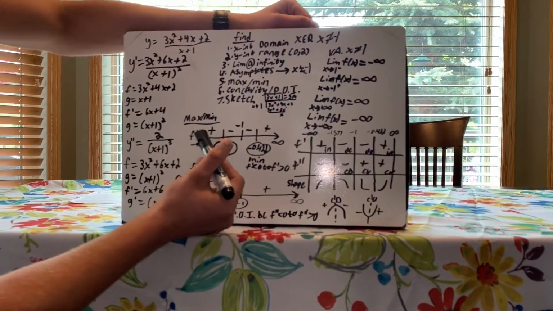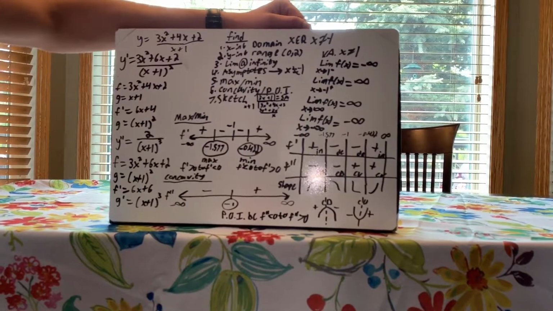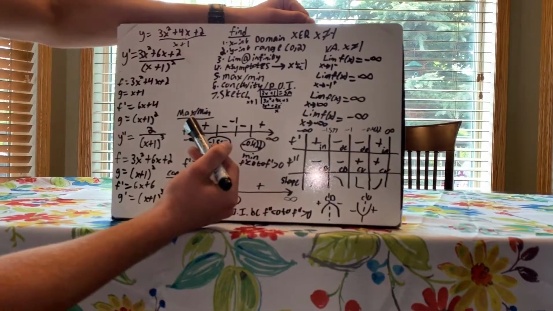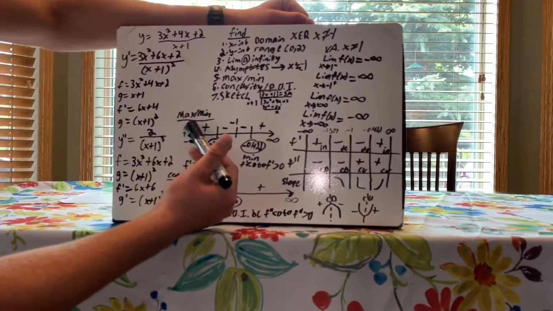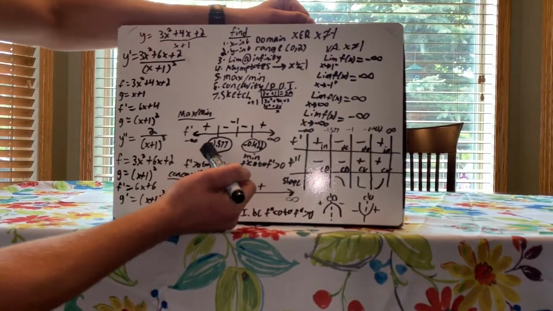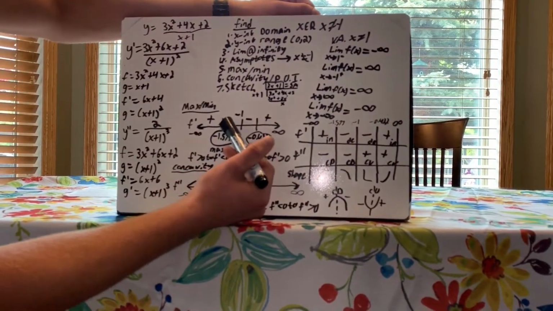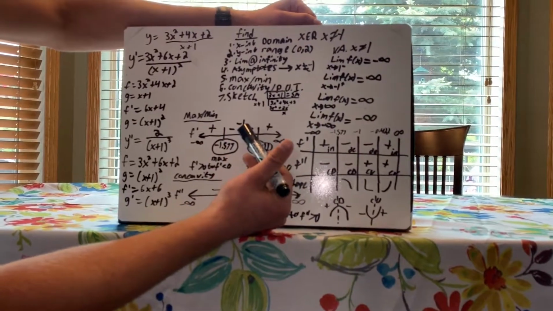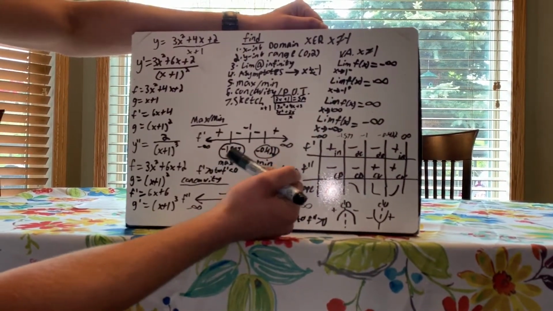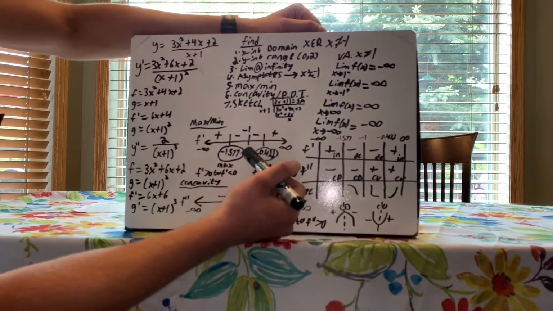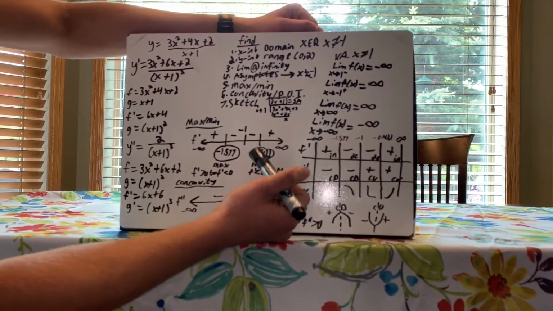So when we were testing these points, as we talked about in the sign analysis, we noticed that the values of our test values went from negative infinity to negative 1.577, and from negative 1.577 to negative 1, the graph turns negative, and it reciprocates here as well on the other side of negative 1, and it turns positive on the other side of negative 0.422.